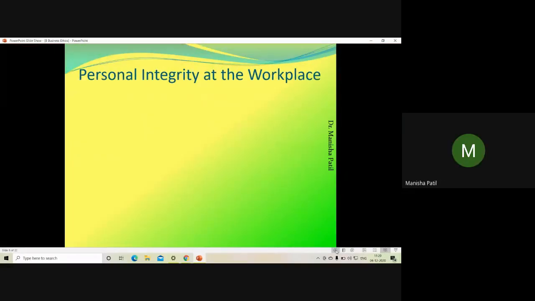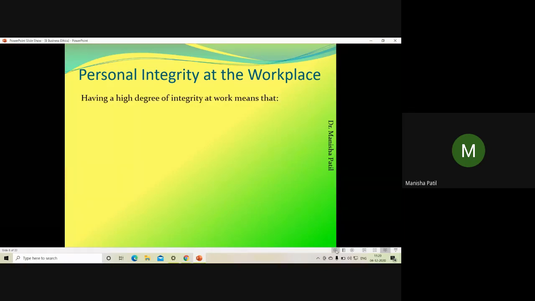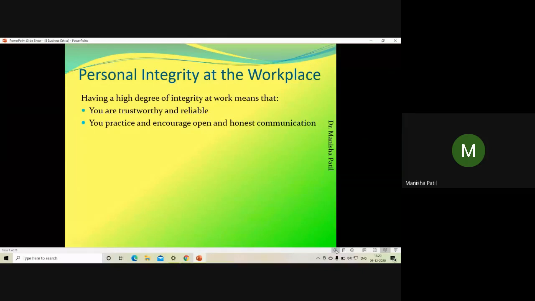Okay. So now here we are talking about ethics at the personal level. So we are talking about personal integrity at the workplace. Having a high degree of integrity at work means that, number 1, you are trustworthy and reliable. Number 2, you practice and encourage open and honest communication. Number 3, you are responsible for your actions.